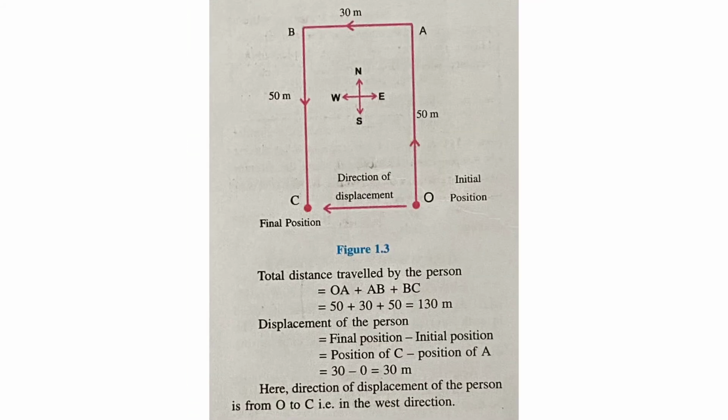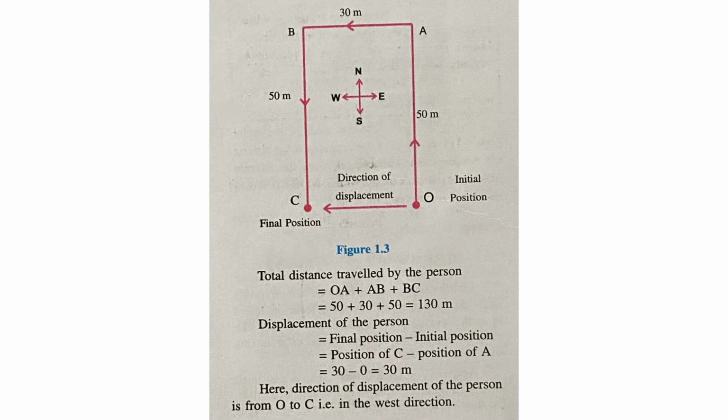So students, what is distance? It is the total length of the path covered during the motion. So here a person is covering the distance from O to A to B and B to C. So the total distance traveled by the person is OA plus AB plus BC, that is 50 plus 30 plus 50, that is equal to 130 meter.